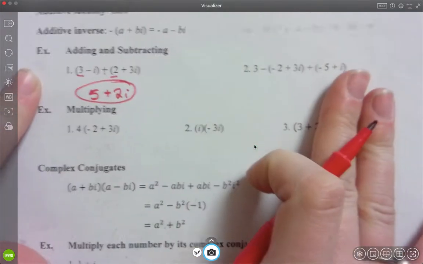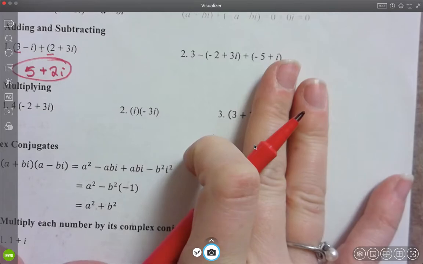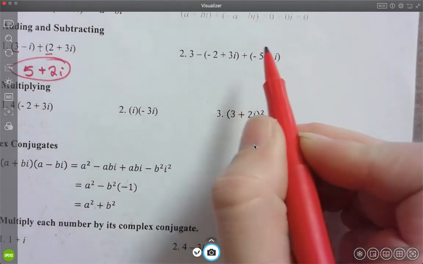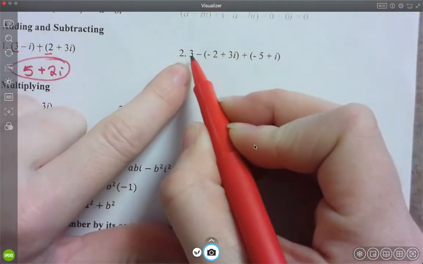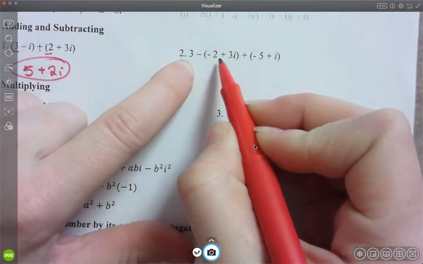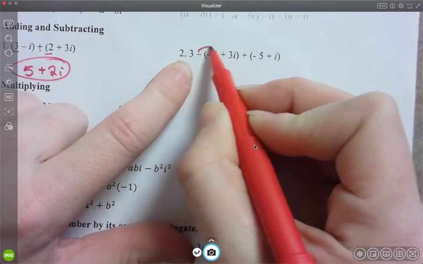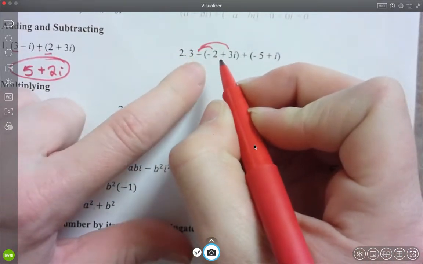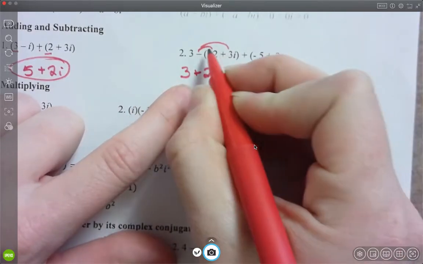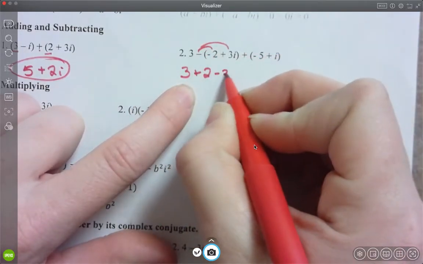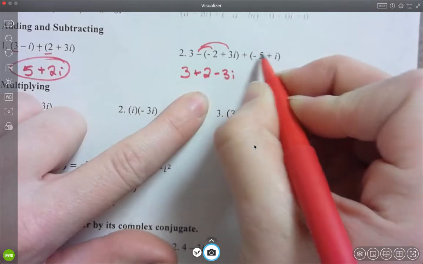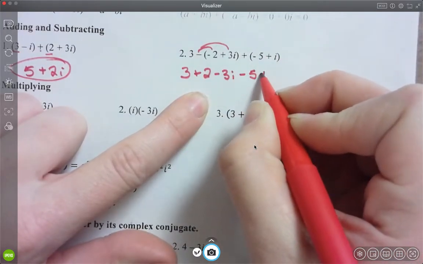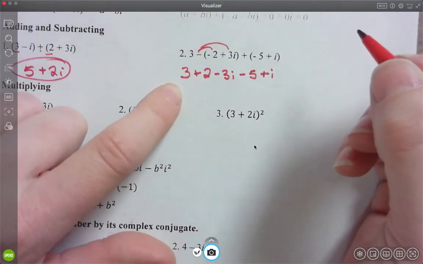Okay, number 2 has a little bit more involved. I'm going to get rid of my parentheses. So this is 3 minus a negative 2 plus 3i. I'm going to take that negative and distribute it through. So the 3 is going to stay. Minus a negative 2 becomes plus 2. Minus 3i. And then I have plus a negative 5, so I'm going to do minus 5. And plus a positive i, so plus i.